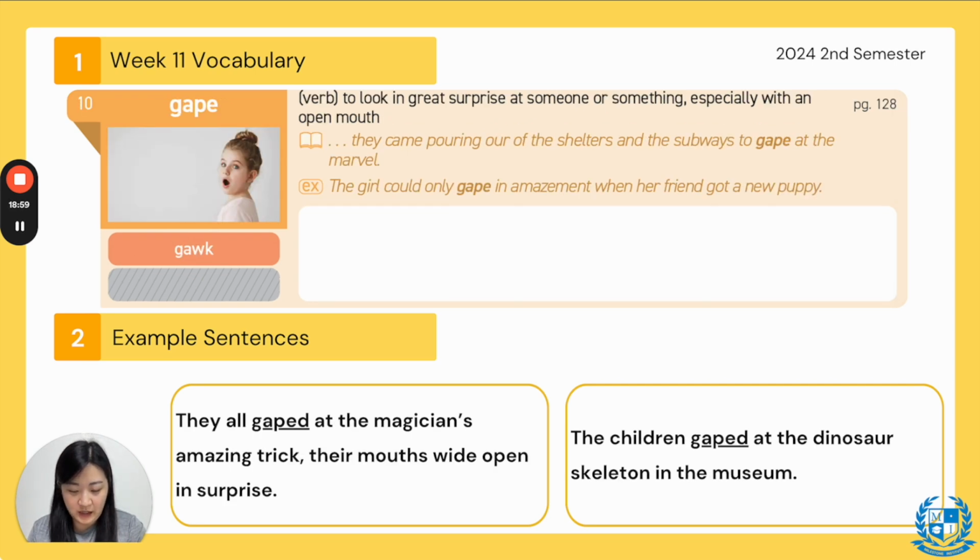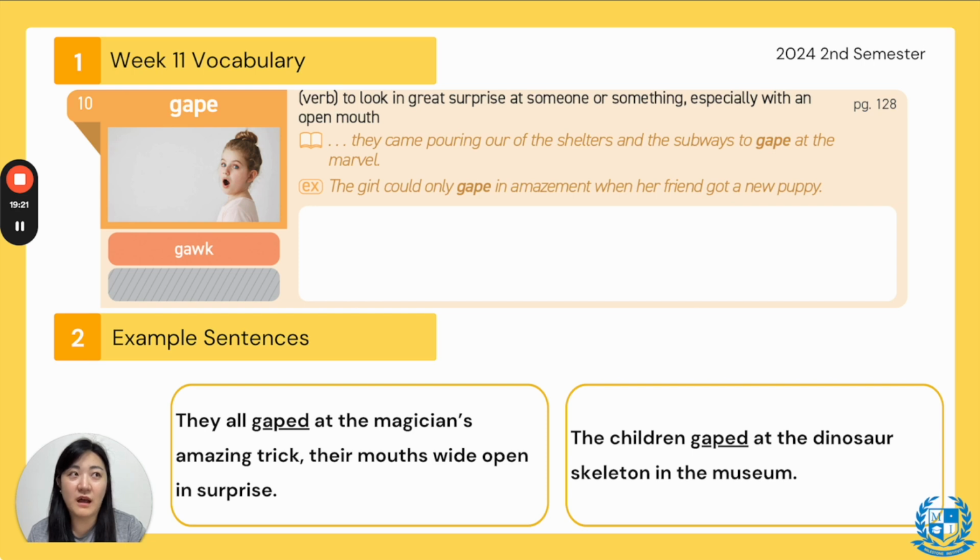Number 10. Number 10, the word is gape. We're on the next page too, that's why. 92, gape. Everyone say gape. The synonym is to gawk. It's a verb and it means to look in great surprise at someone or something, especially with an open mouth.